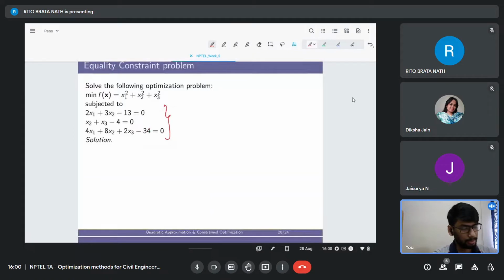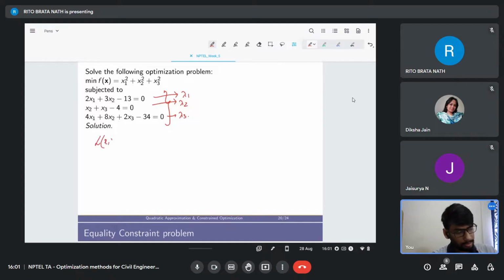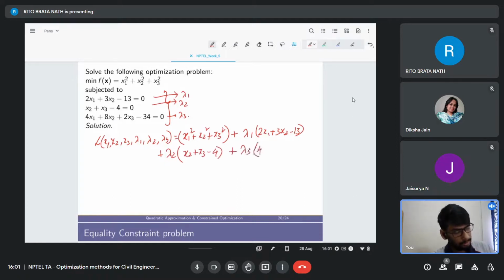In such problems, suppose you take lambda 1 here, lambda 2 here, lambda 3 here. Let me write down this Lagrangian. This will be a function of x1, x2, x3, lambda 1, lambda 2, lambda 3, so you will have six equations and six unknowns in this case. First I'll write the Lagrangian. This will be the function, then lambda 1 times (2x1 plus 3x2 minus 13), lambda 2 times (x2 plus x3 minus 4), plus lambda 3 times (4x1 plus 8x2 plus 2x3 minus 34).